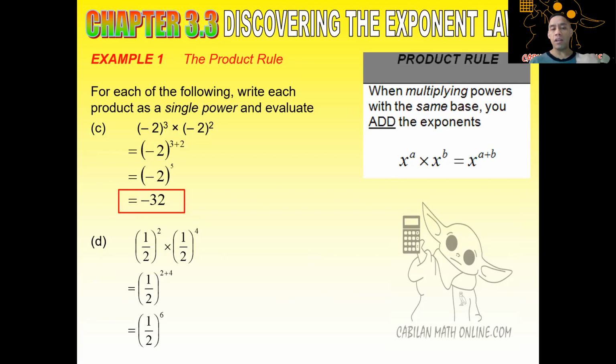So if you input it inside the brackets, 1 fraction key 2, close the brackets, and you raise the exponent 6, your calculator will automatically give you an answer there of 1 over 64. Okay, so those are just some basic examples with regards to the product rule.